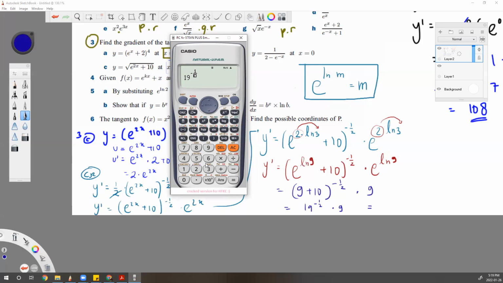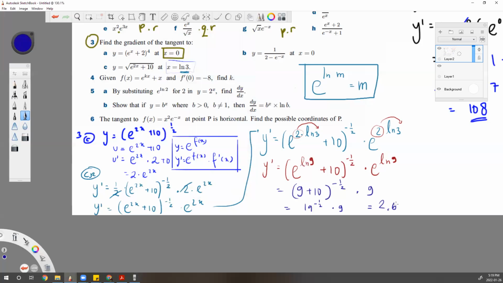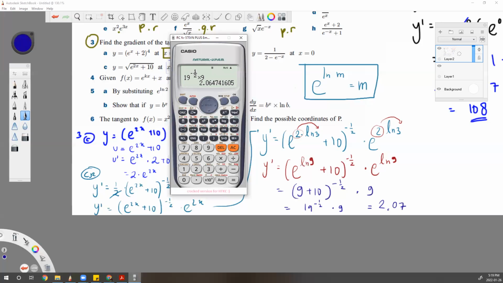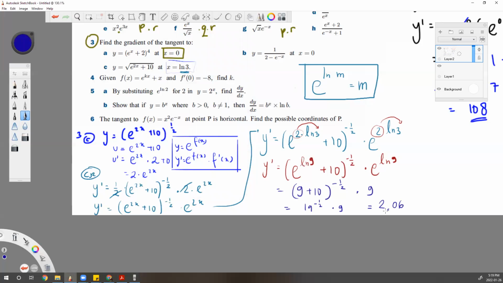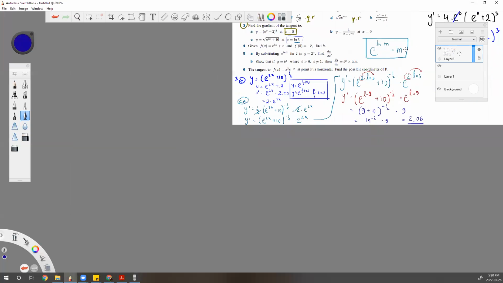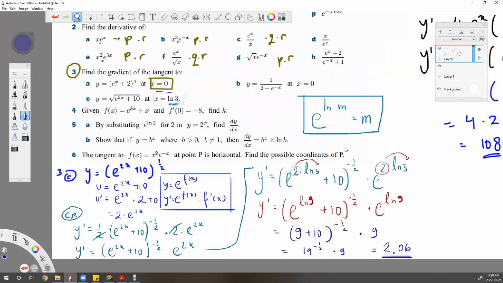Negative half, and then the right side, twice times 9. That's the answer, 2.06. 07, I think. Yeah, you do the rounding, right? 06. Oh, 064. So 06 itself. Get the idea, Tedra? So you have to do it super slowly and be very careful.